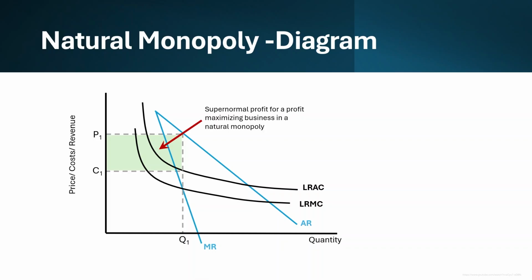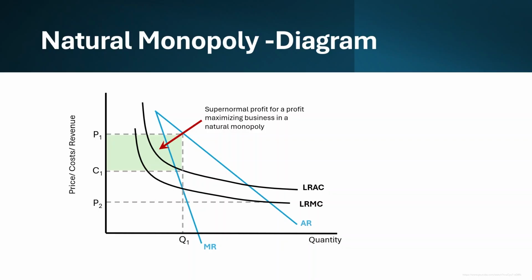However, this outcome is not socially optimal and is allocatively inefficient. The price is much higher and the quantity produced is lower than what is desirable from society's point of view. There is allocative inefficiency because price does not equal marginal cost. This is where governments may intervene in natural monopolies.